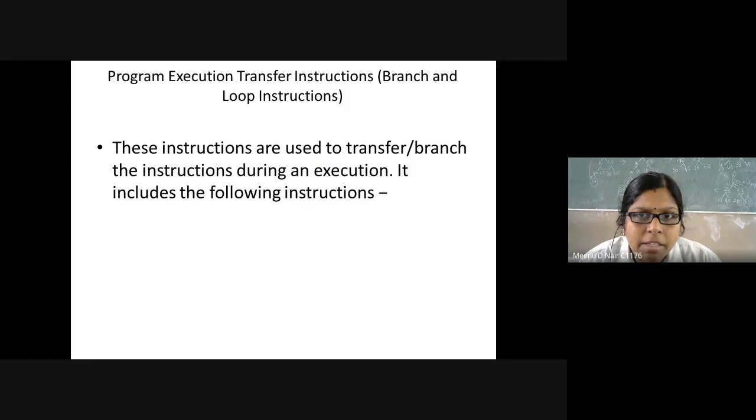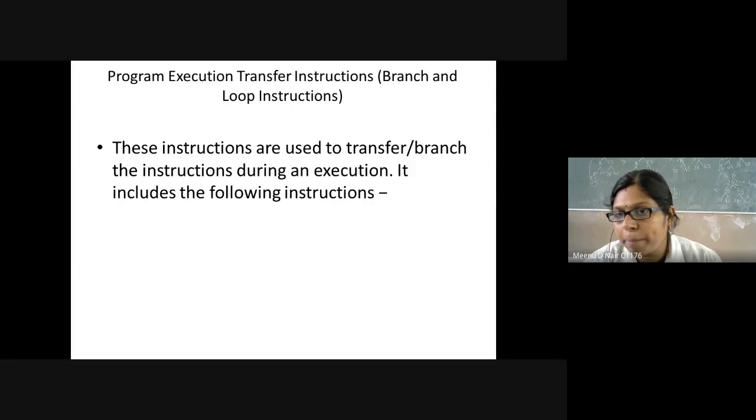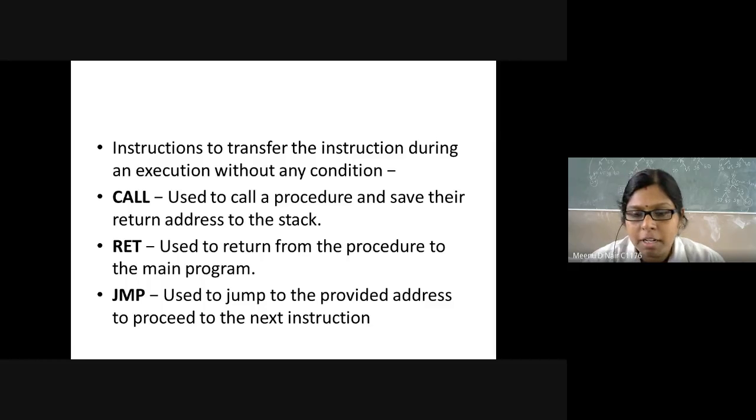Next one is program execution transfer instructions, that is branch and loop instructions. These instructions are used to transfer or branch the instruction during execution. These are some instructions used for looping or branching. Execution can move from one location to another location in that particular program, without any condition, so it will be done repeatedly.